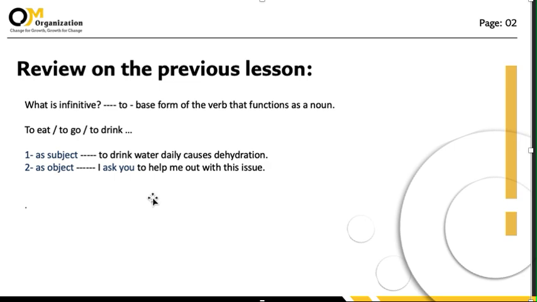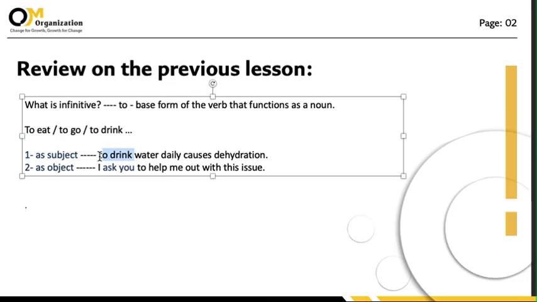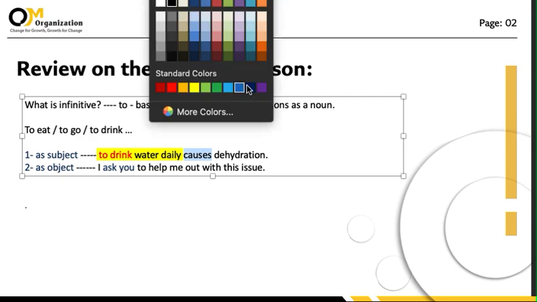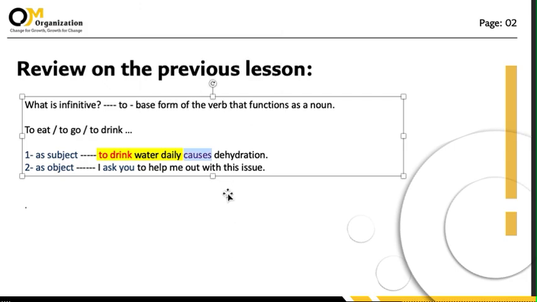For example, to drink water daily causes dehydration. So to drink, as we talked in the previous session, what is to drink? To drink here is an infinitive, right? But if I talk about to drink water daily, this one would be an infinitive phrase. I will talk again about what an infinitive phrase is. Causes is our verb. And also I mentioned that after cause you're allowed to use a noun. So dehydration is a noun.